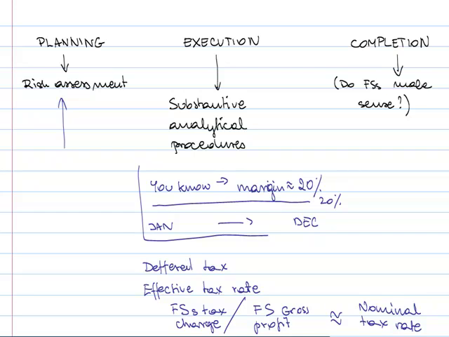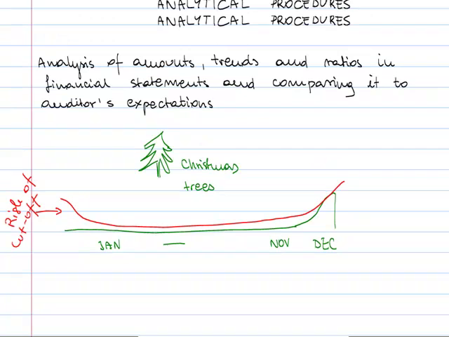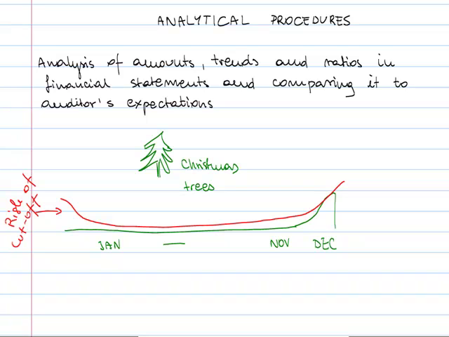So again, just let me conclude here. Analytical procedures are extremely important, used at least 3 times during the audit, and they are the analysis of amounts, trends and ratios, and comparing it to auditors' expectations.